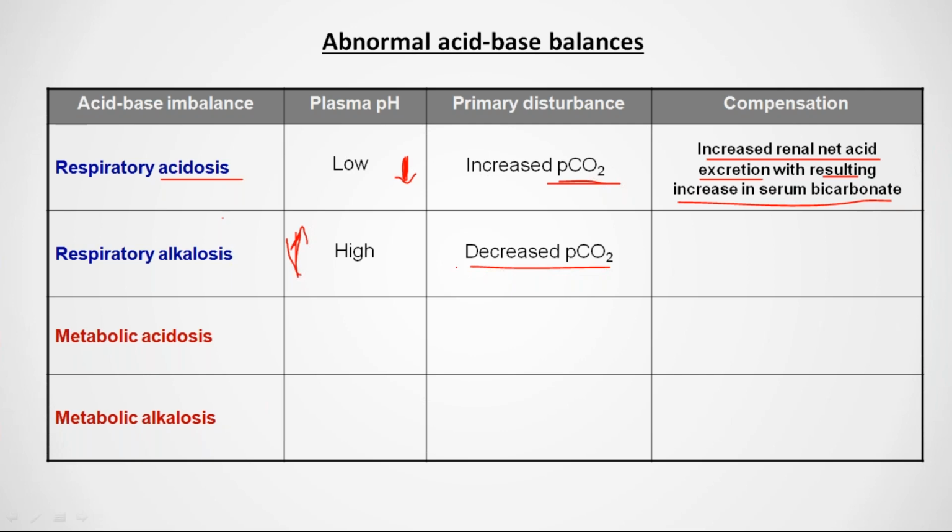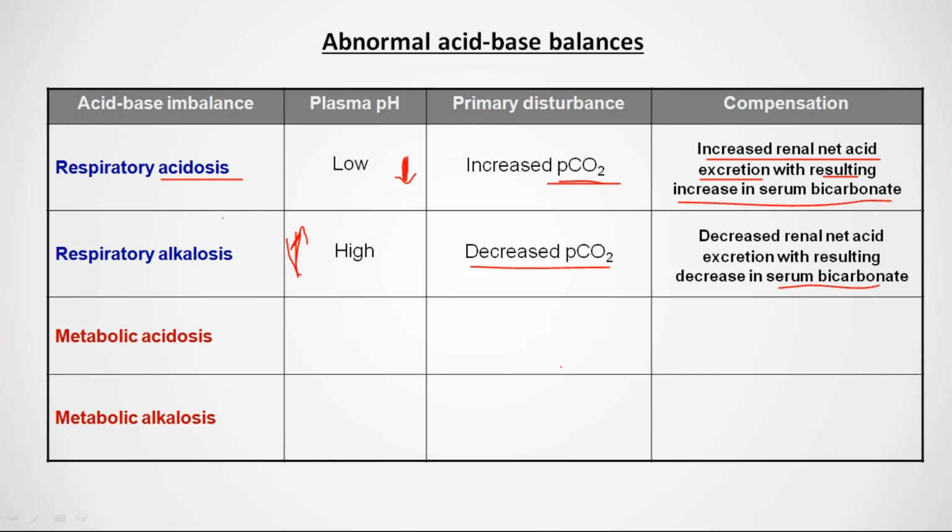So how can it be compensated? The opposite of the things above. So conservation of net acids by the kidney, or increasing the bicarbonate excretion. So the compensatory mechanisms are a decrease in renal net acid excretion and a decrease in the serum bicarbonate. These are the usual compensatory mechanisms. If you understand this balancing, now coming to metabolic acidosis, it is just the opposite.